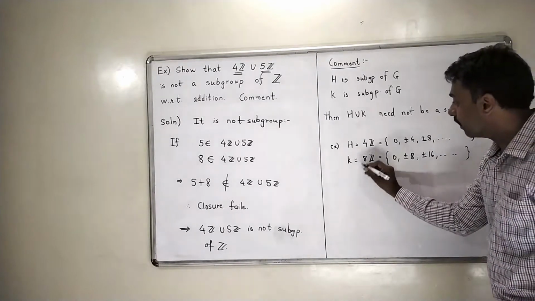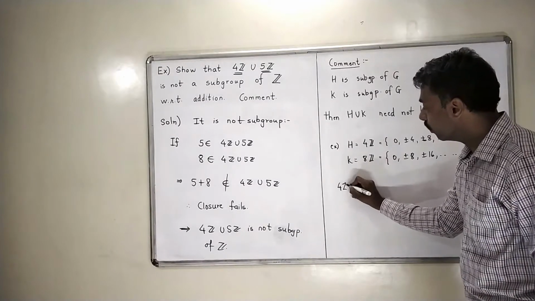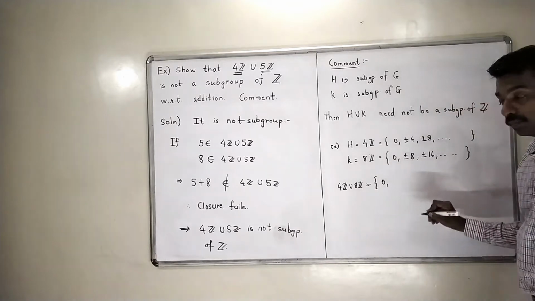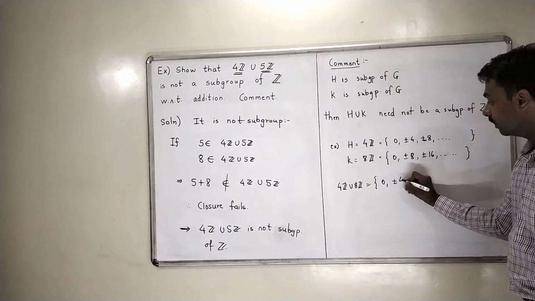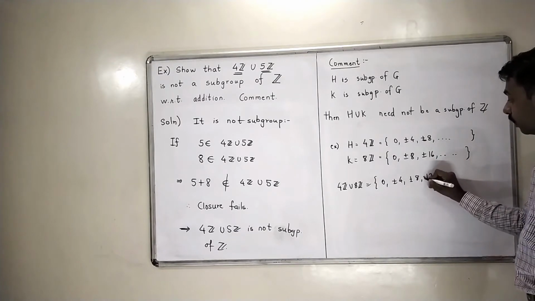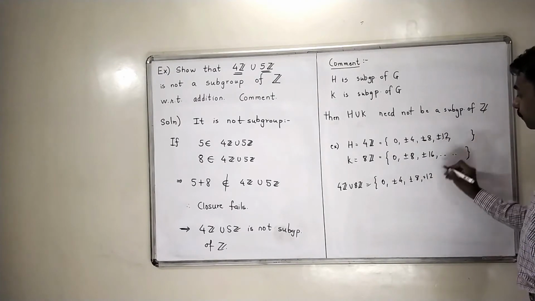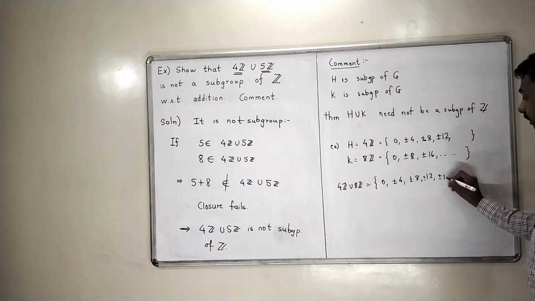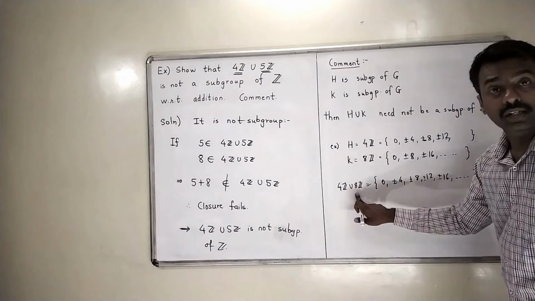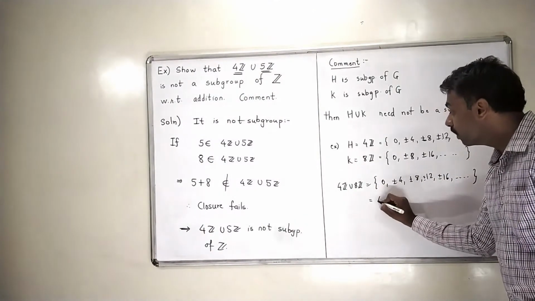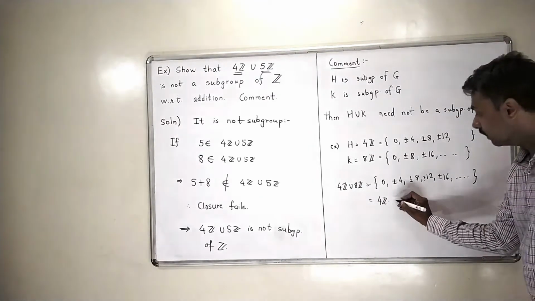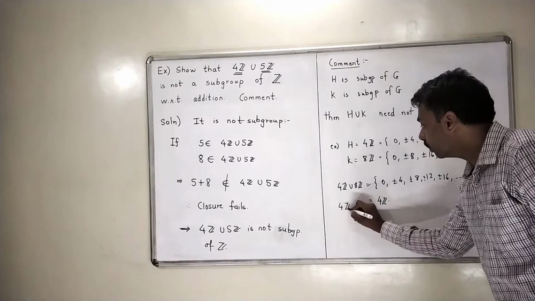Right? So if I take the union of these sets, 4Z union 8Z, do you see that you will get 0? You will get 4 also in that set. You will get 8 also, and 12 also, because 12 is here. You will get 16 also in that set, and all these numbers. So who is this set? Eventually 4Z union 8Z comes out to be equal to 4Z.